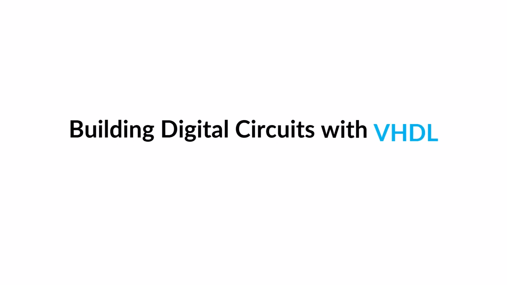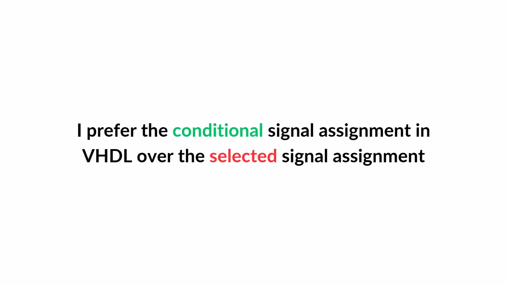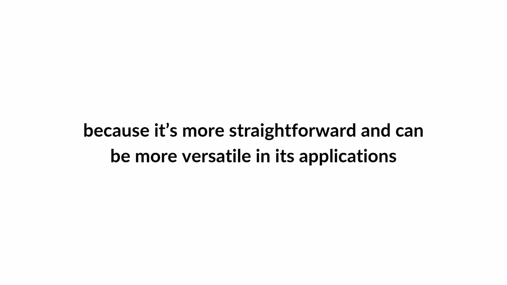This is the third video in our series of VHDL video tutorials where I'll be discussing how to design combinational circuits using the conditional signal assignment construct. Personally, I prefer the conditional signal assignment in VHDL over the selected signal assignment because it's more straightforward and due to its characteristics, it can be more versatile in its applications.